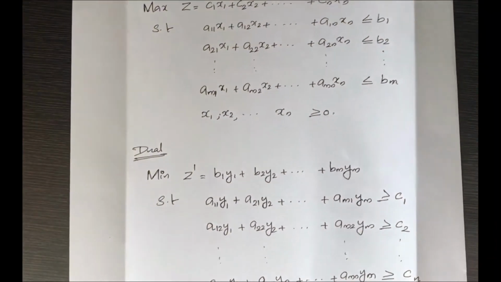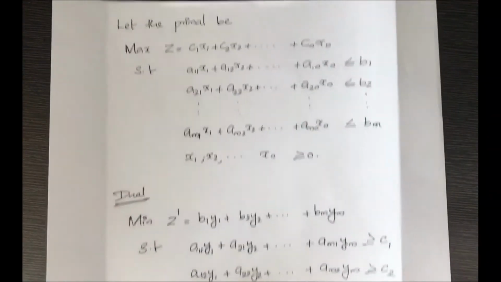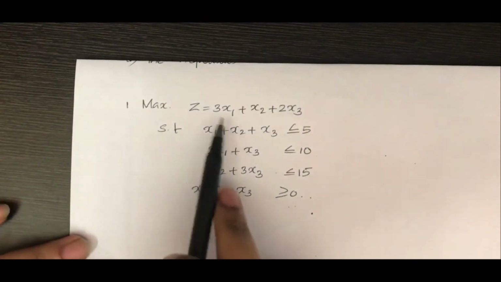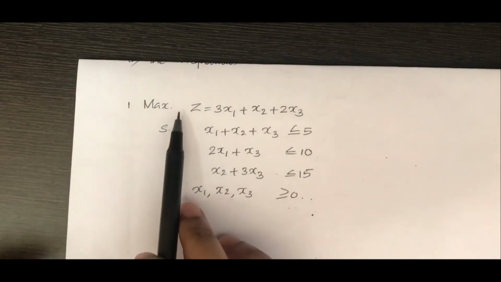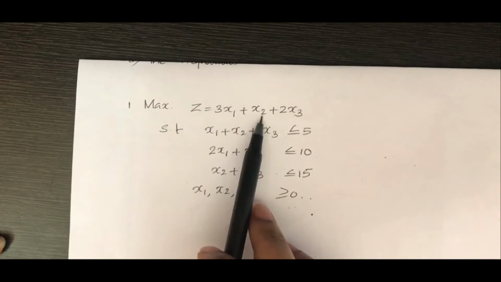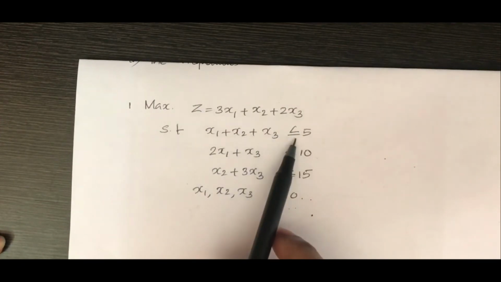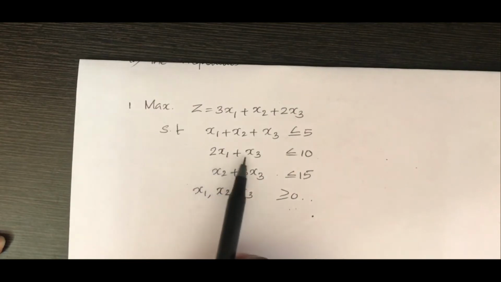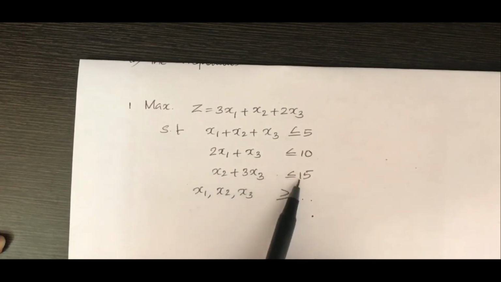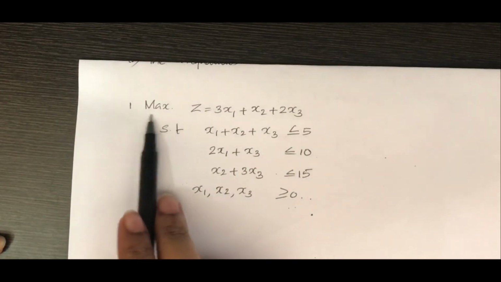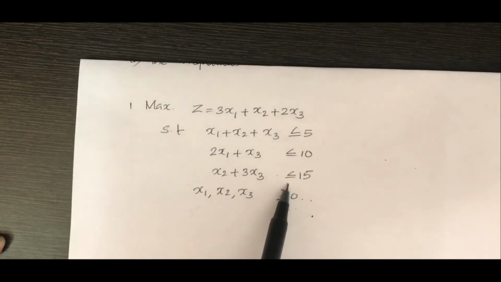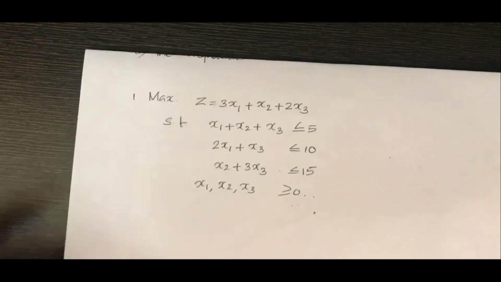Now we can discuss some examples. Maximize z equals 3x1 plus x2 plus 2x3 subject to x1 plus x2 plus x3 less than or equal to 5, 2x1 plus x3 less than or equal to 10, x2 plus 3x3 less than or equal to 15. This is a maximization, and all constraints are of the less than or equal to type. Now we are going to write its dual.